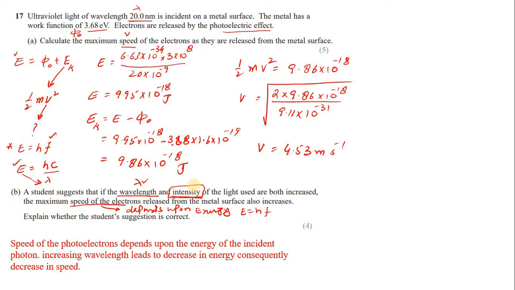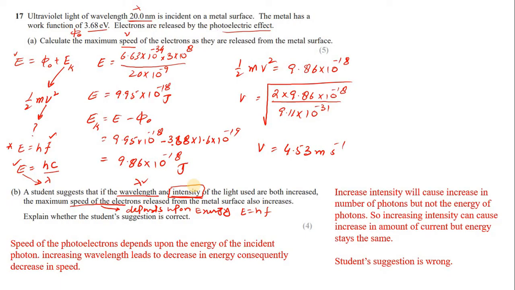This is the effect of wavelength, and this is the effect of intensity. So increasing wavelength causes a decrease in energy, so the speed is decreased, while increasing intensity has no effect on energy, so the speed remains the same. So the student's suggestion is incorrect or wrong.